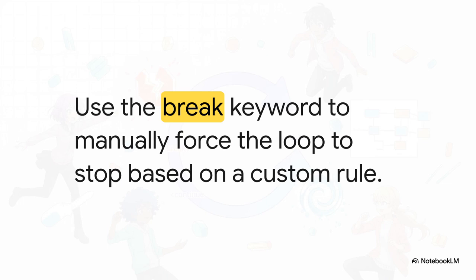Setting up this emergency exit is super straightforward. We just drop an if statement right inside our loop. We're telling the engine, hey, while you're looping, if you ever hit the number 7, trigger the break keyword. We are manually grabbing the steering wheel and forcing the loop to stop based on our own custom rule. We're completely overriding the loop's original boundaries.